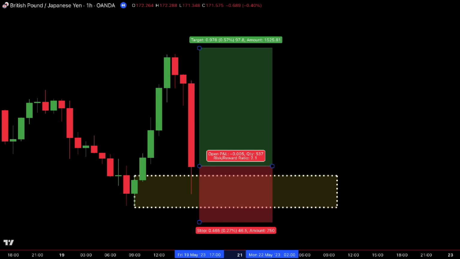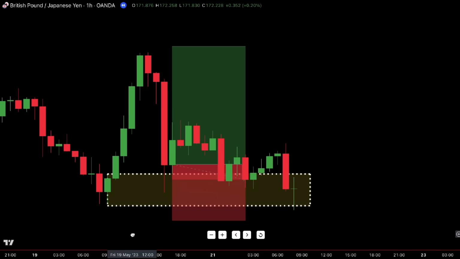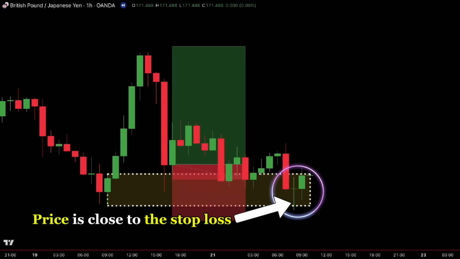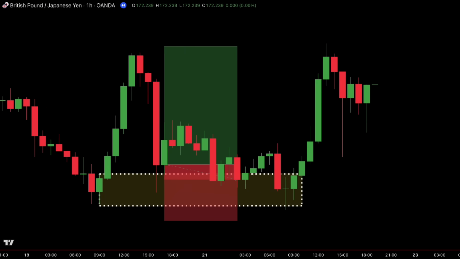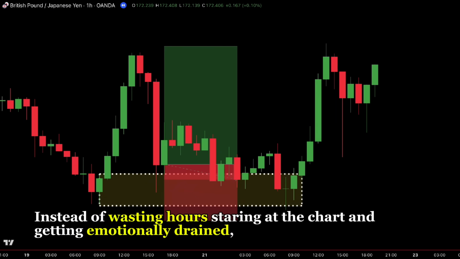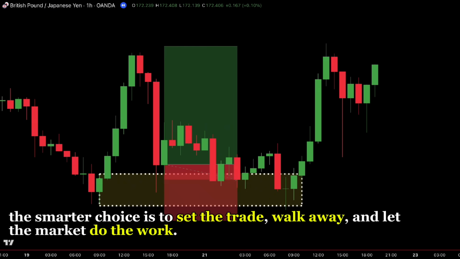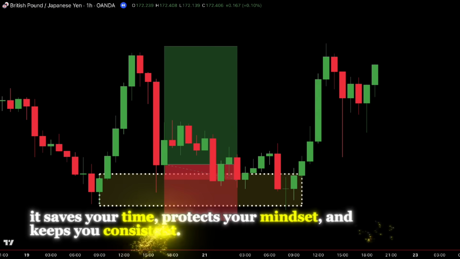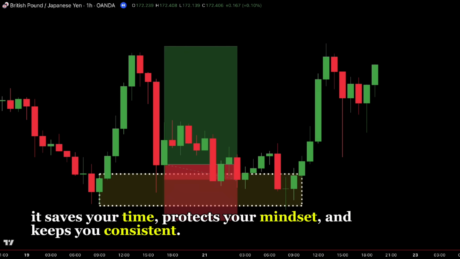Now here's the reality. Price might take hours to play out. Every candle represents 1 hour, so you could be sitting there for 8-10 hours watching the market move up and down. At some point, price might even come close to your stop loss before shooting higher to your target. If you were glued to the screen the whole time, you'd probably close early out of fear and miss the winning trade. Instead of wasting hours staring at the chart and getting emotionally drained, the smarter choice is to set the trade, walk away, and let the market do the work. That's the real power of the set and forget method. It saves your time, protects your mindset, and keeps you consistent.